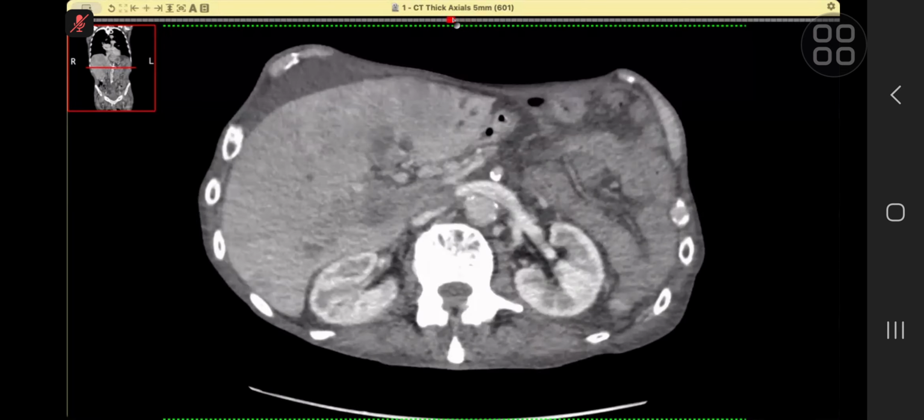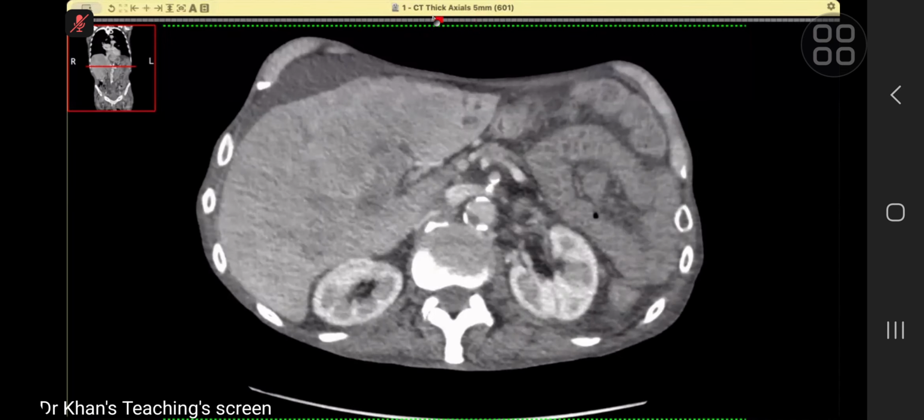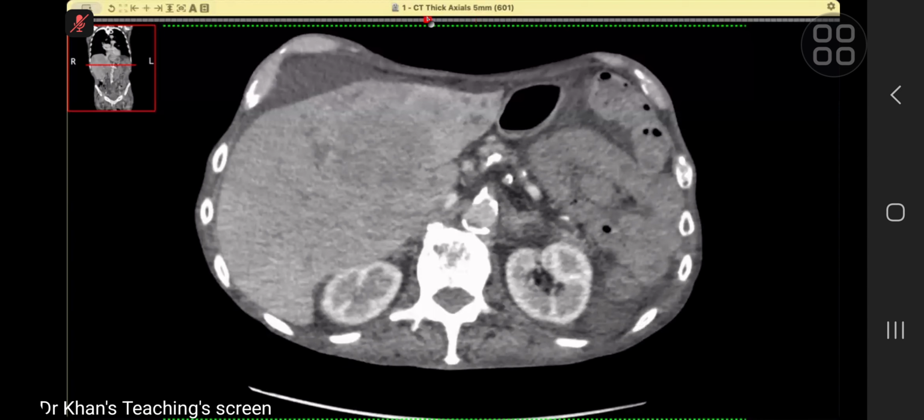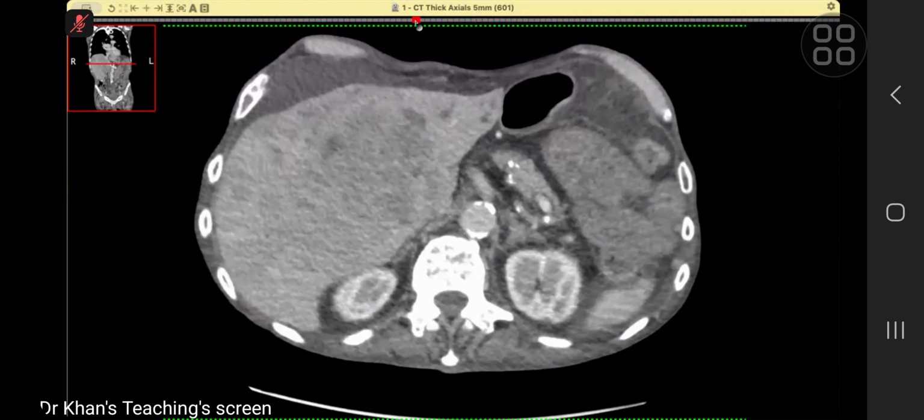Okay. Yes, sir. So what is your final conclusion? Sir, in summary, there is evidence of an asymmetrical circumferential lesion involving the gastroesophageal junction, likely a neoplastic etiology with resultant proximal dilatation of the esophagus.